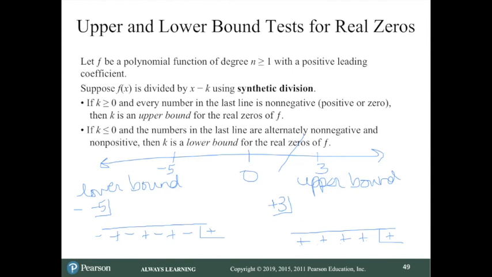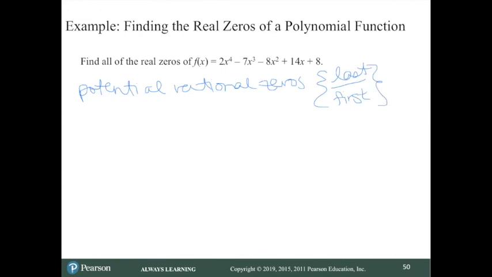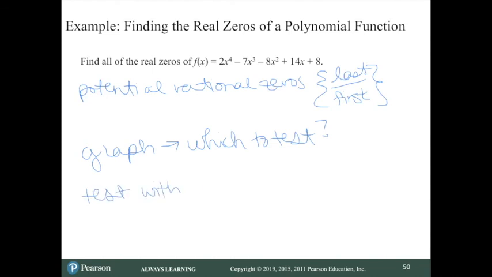So your homework is going to be this example. You're going to follow the steps that we did together, okay? Finding the real zeros. So what were those steps? You're going to look at potential rational zeros. That's that list of last over first, looking at all of those factors of 8 and factors of 2, right? Then you're going to look at the graph to know which should I test. And then you're going to test with synthetic division.